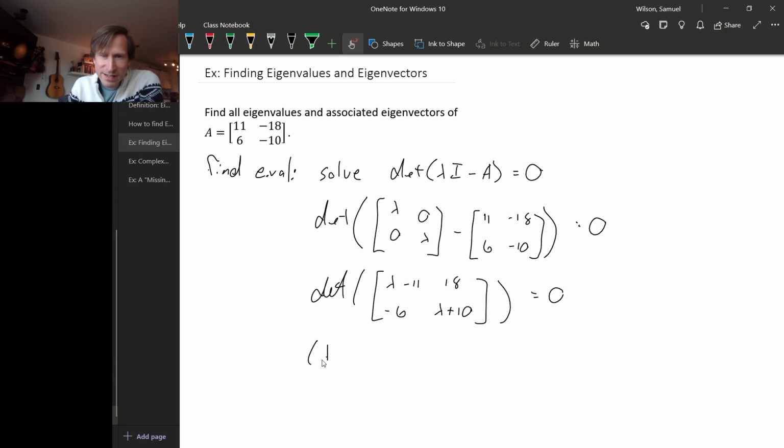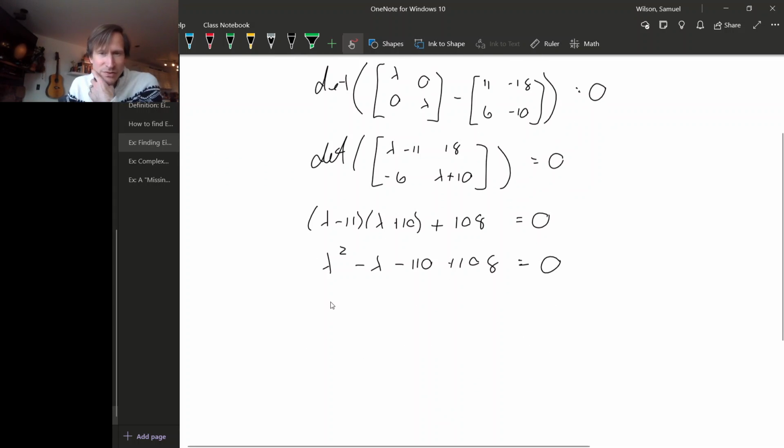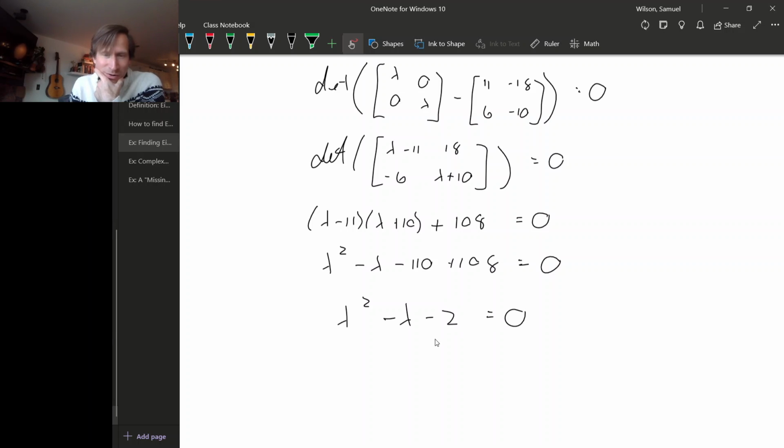So this determinant is lambda minus 11 times lambda plus 10, plus 6 times 18, so that's 60 plus 48, 108. To solve this, we're going to have to multiply this all out. Now we're just solving a polynomial equation. This one happens to be quadratic since it's degree 2. So lambda squared minus lambda minus 110 plus 108. I think I multiplied that out right. So lambda squared minus lambda minus 2 equals 0.